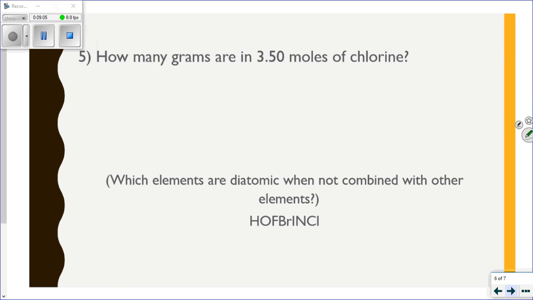Okay, we've got one more problem. How many grams are in 3.5 moles of chlorine? Well, this is a little different because they give us the name of the element, chlorine, but they don't give us the formula. So I made a little note at the bottom. We have to remember this. It's coming back to our diatomic elements. Which elements are diatomic? Remember real quick, when they're not combined with other elements.